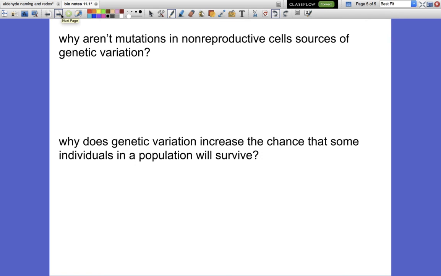Otherwise, the last couple questions in this section are not necessarily new. When I ask about why are mutations in non-reproductive cell sources of genetic variation, right, that's the same answer it always was, right? Remember, only mutations in sex cells can be passed on.